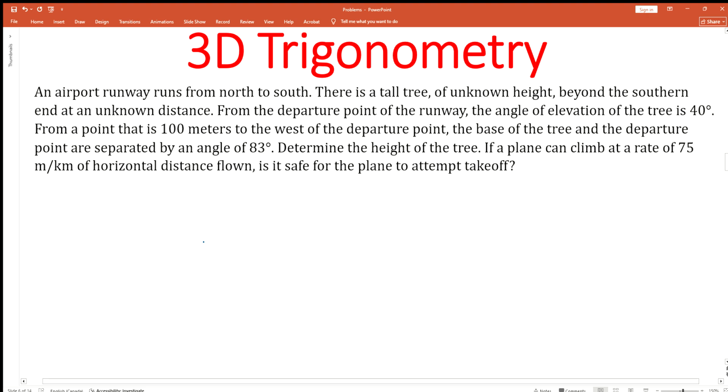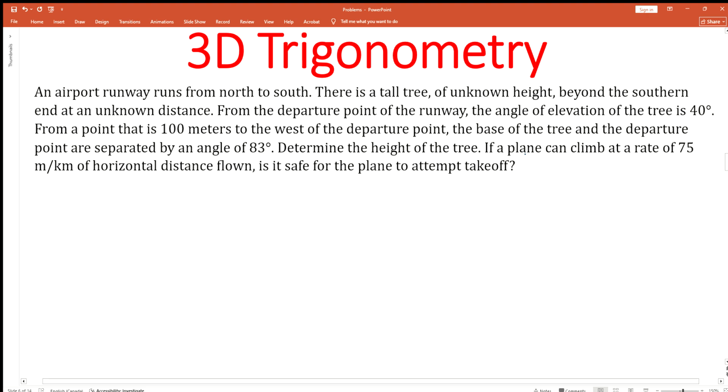In this video, we'll solve a 3D trigonometry word problem. As per the problem, an airport runway runs from north to south. There is a tall tree of unknown height beyond the southern end at an unknown distance. From the departure point of the runway, the angle of elevation of the tree is 40 degrees. From a point that is 100 meters to the west of the departure point, the base of the tree and the departure point are separated by an angle of 83 degrees. Determine the height of the tree.